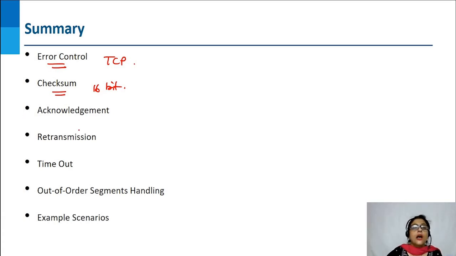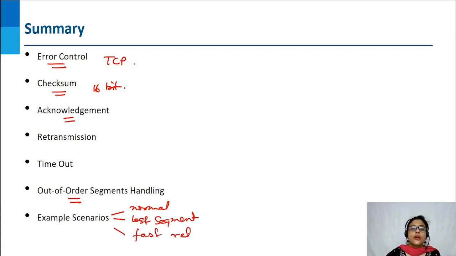Then we have learned how acknowledgement is used and when it is used to control the error. Then we have looked into retransmission after timeout, then how to handle the out of order segments. And we have looked into 3 example scenarios. One is for the normal operation. The second one is for the lost segment. And the third one is for fast retransmission.